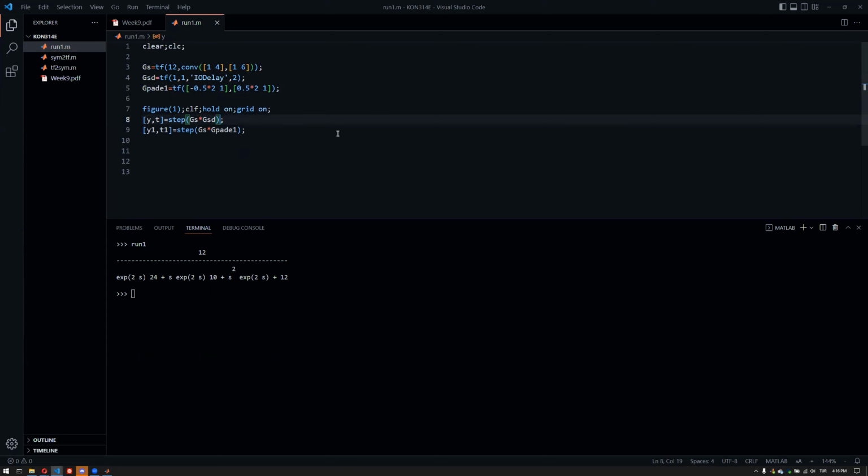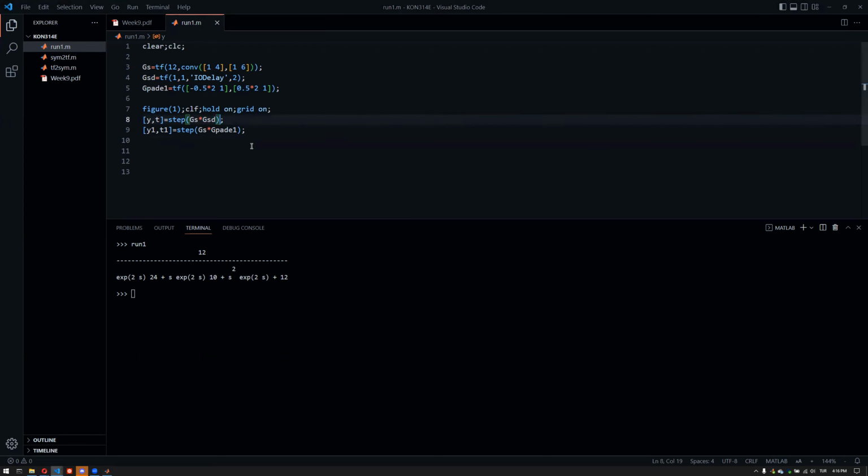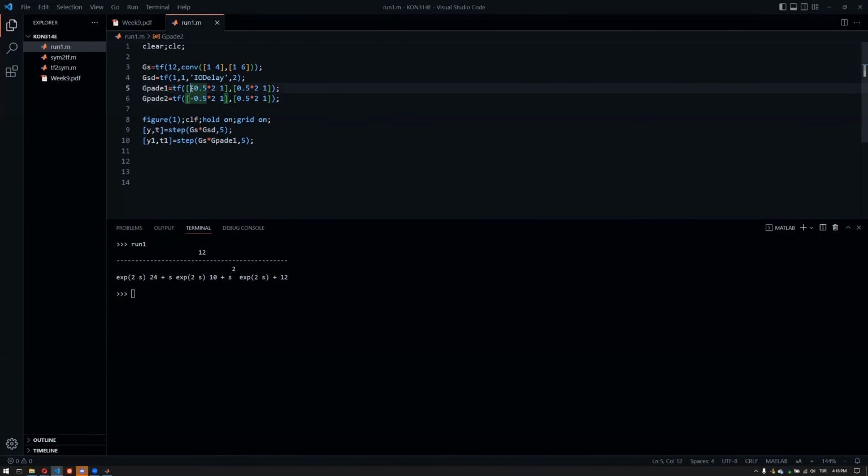Of course, I don't remember how many seconds we need for that. Well, it seems like 2 seconds there. Let's have 5 seconds. Seems to be a good number. The second order Padé approximation, of course, adds another term, T squared divided by 12. So 2 squared divided by 12 should be that. And let's also add the second order approximation here, Padé 2.